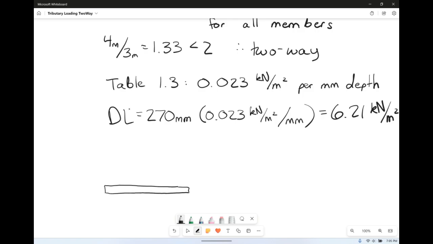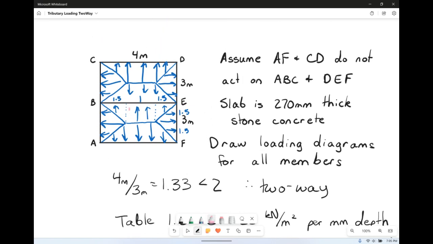AF is an end member, so AF and CD are going to look the exact same, funny enough. We're looking for which arrows are pointing to that member. So that's going to be this shape right here, a trapezoid, which again is the same on the other side. It's the absolute same shape on the other side, just so happens because all of the dimensions are the same.